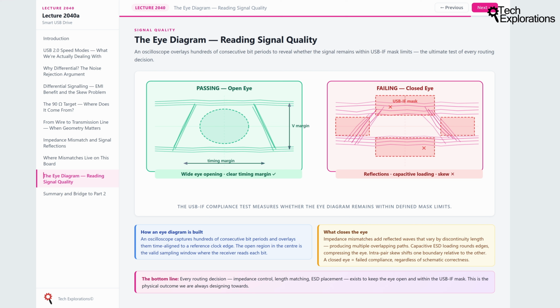Capacitive loading from the ESD protection arrays rounds the edges, compressing the eye both vertically and horizontally. Intra-pair skew shifts one eye boundary relative to the other. A closed eye means the receiver can't reliably distinguish a 1 from a 0. And at that point, the design fails USB compliance testing regardless of whether the schematic is correct. As I said, we're not going to run compliance tests in this course, but this is the physical outcome that every routing decision, say impedance, length matching, ESD placement, to name a few, is ultimately trying to prevent.